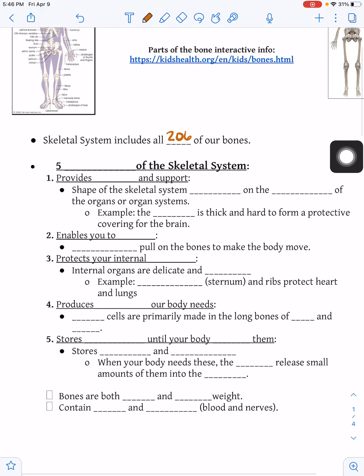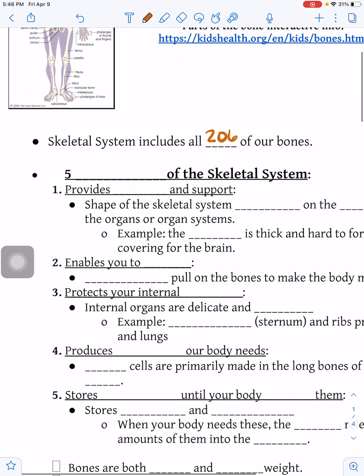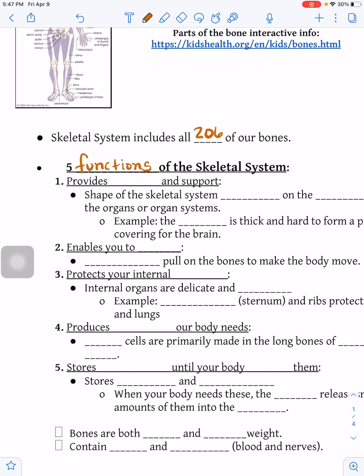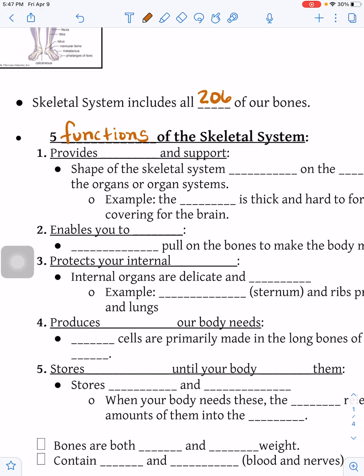Now, our bones do several things for us. So let's fill in the 5 functions of the skeletal system. Let's write that in the title here. 5 functions of the skeletal system. Number 1, our bones provide shape and support. That's how we're able to stand up and we're not just a bag of skin.